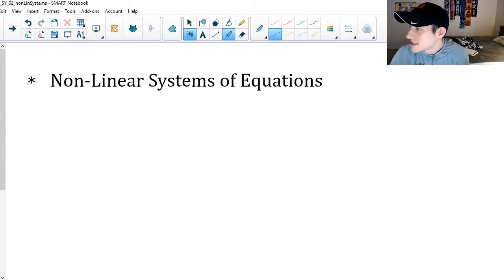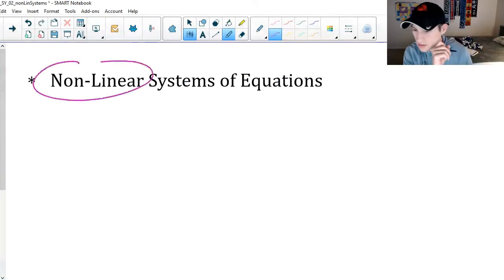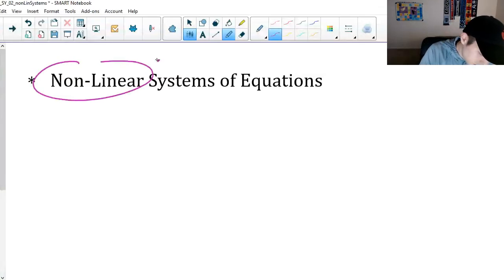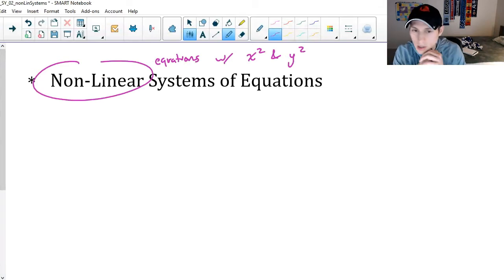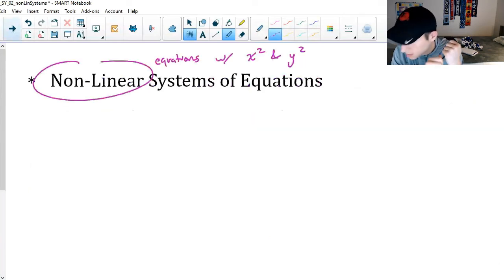Okay, let's talk today a little bit about nonlinear systems of equations. For us, there's more than this, but we'll just talk about equations that have x squared and y squared in them. So it's no longer just a system of linear equations like these were. These are linear, all the variables are just to the first power. But now let's start adding in variables that are squared. Okay, quadratic terms.